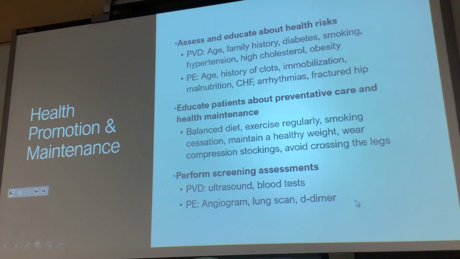And then PEs: age, history of clots, immobilization, so if they're not getting up and moving every so often, malnutrition, CHF, arrhythmias, and then the book also said a fractured hip. I'm assuming that's just because they're immobile, and recent surgery, correct? And then educating them about preventative care and health maintenance.